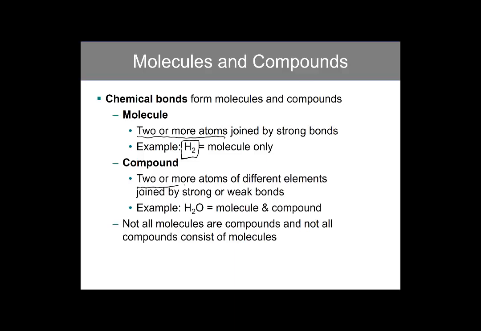Compounds contain 2 or more atoms of different elements, joined by either strong or weak bonds. A good example would be water. Water contains 2 hydrogen atoms and 1 oxygen. So water is both a molecule as well as a compound. It's a molecule because it has 2 or more atoms joined by strong bonds, and it's a compound because it has 2 or more atoms of different elements, in this case hydrogen and oxygen. Not all molecules are compounds, and not all compounds consist of molecules.